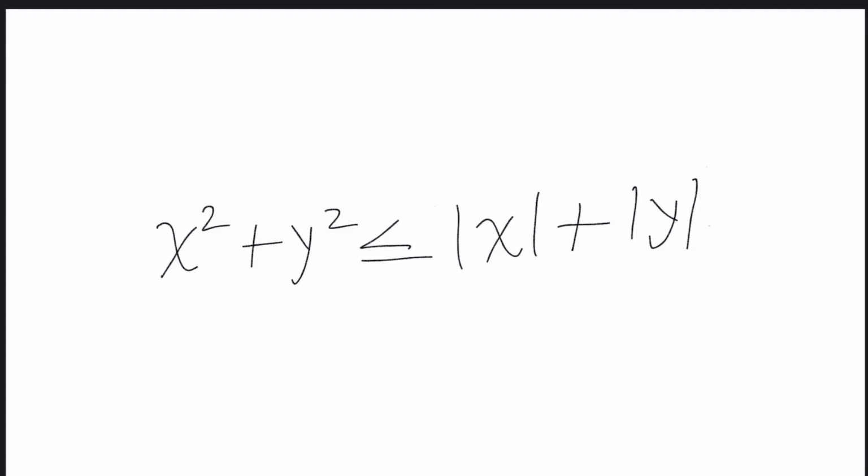Hello everyone, today our problem will be to find the area of our inequality. In this case, the inequality is x squared plus y squared is less than or equal to the absolute value of x plus the absolute value of y. Okay, so how will we attack this problem?